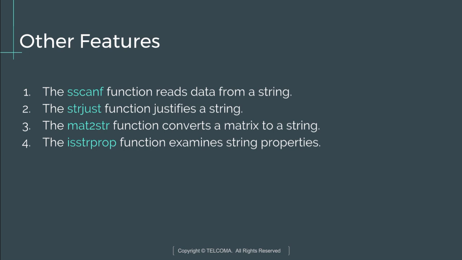Next is other features. There are various other functions which can be used to perform various other operations when we are working with strings. Now, the first is sscanf. This function reads data from a string. Second is strjust. This function justifies a string. And if you want to convert a matrix to a string, you can write mat2str. And if you want to examine string properties, just write the isstrprop function in the command window. This will give you all the string properties.